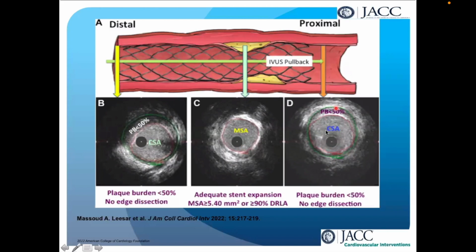The same thing applies to the distal reference segment: plaque burden less than 50%, no edge dissection, and then within the stent, you have to see the minimal stent area. There has to be adequate stent expansion, which means the minimal stent area has to be more than 5 mm² for non-left main stem, or more than 8 mm² for the left main stem, or more than 90% of the distal reference segment.